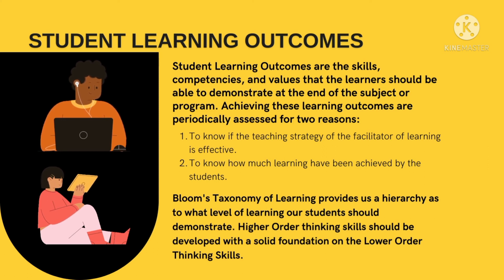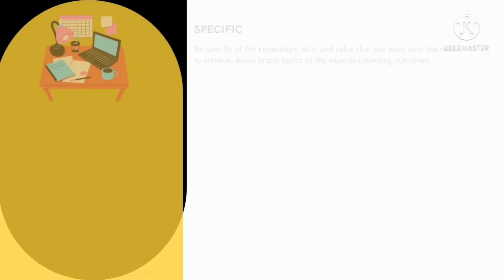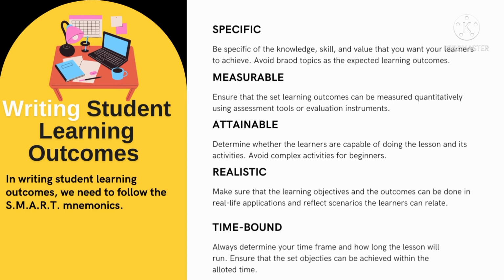It is helpful since our basic education is a spiral curriculum where everything is repeated but with different level of difficulty with each grade levels. In writing students' learning outcomes, we should follow the mnemonics of SMART, which stands for specific, measurable, attainable, realistic, and time-bound. Making a specific learning outcome will help our students to develop ideas, skills, and values easily. We should also avoid broad learning outcomes.